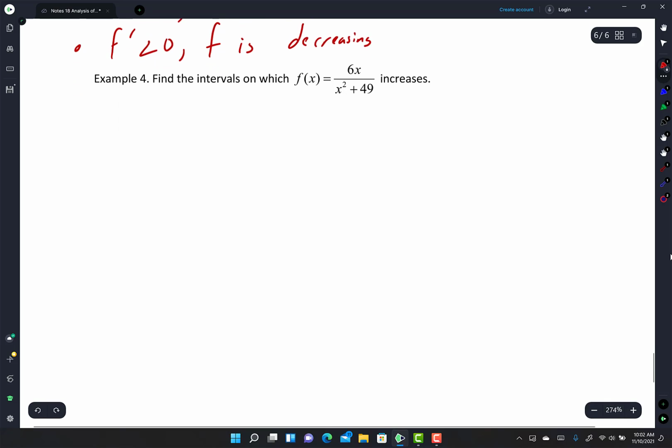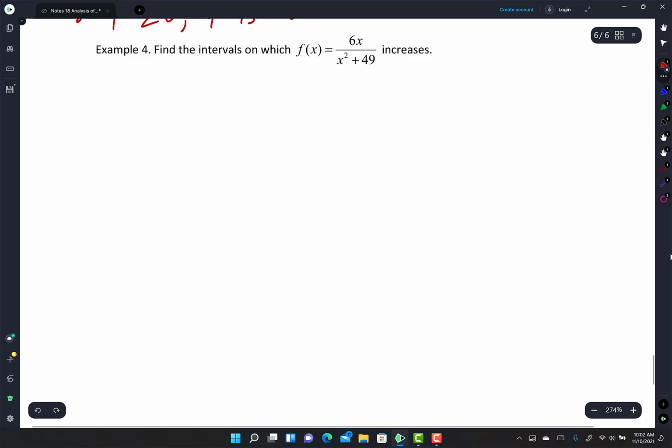Okay, find the intervals on which this function is increasing. So we got to take a derivative, and we got to find critical numbers, and then we're going to see where my derivative is positive. Do you guys see the game plan?